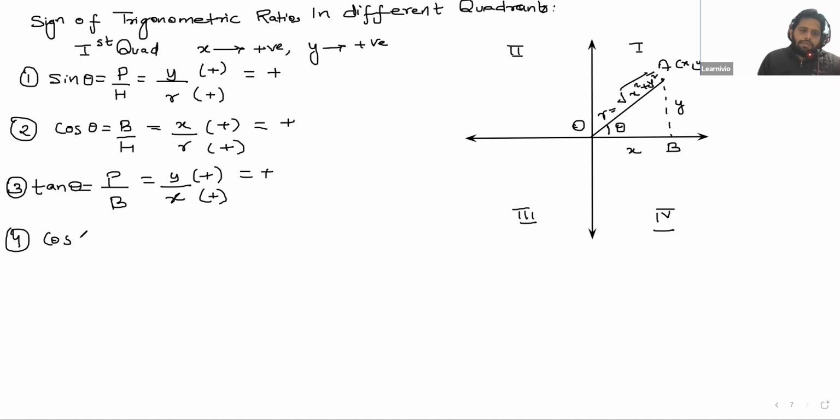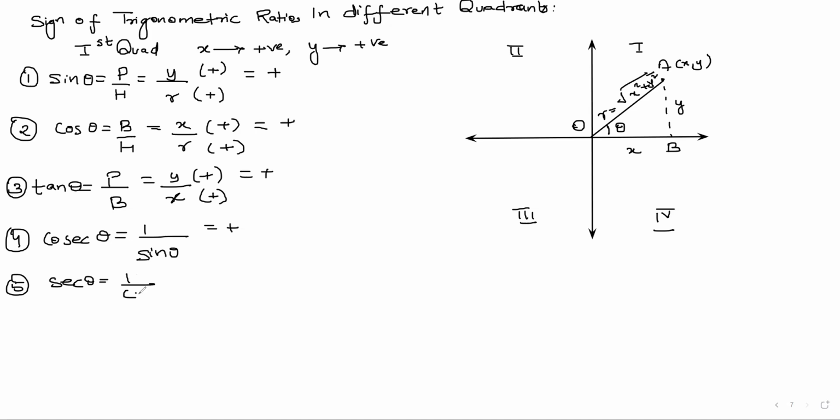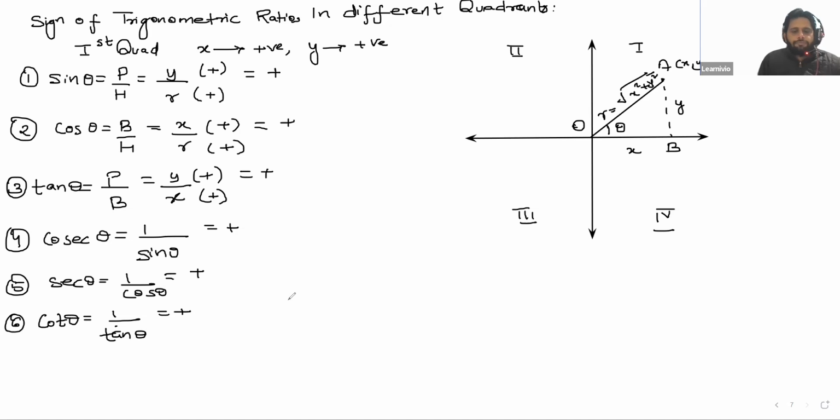Cosec is equal to 1 by sine. So sine is positive, so cosec is also positive. Fifth is, what is sec? 1 by cos. So this is positive. Sixth, cot theta. What is cot theta? 1 by tan theta. So tan is positive, this is also positive.